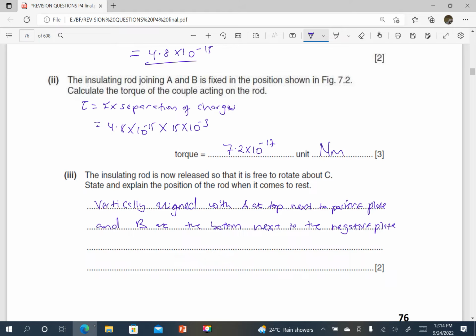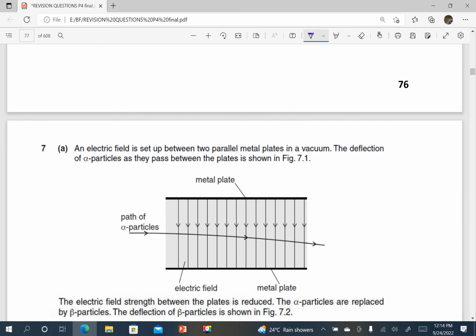This is because there will be no resultant force, since the forces will now be acting in the same line. No resultant force and no resultant torque. Because when they are vertically aligned, their lines of action pass through each other. Therefore, there will be no resultant force and therefore no resultant torque. Okay, next.